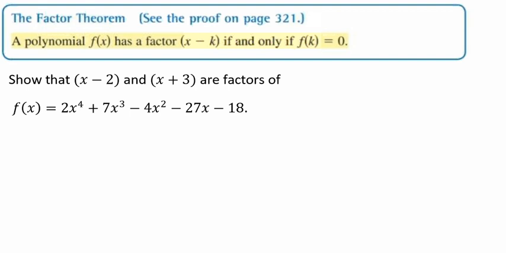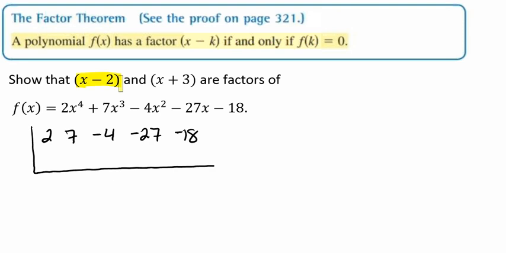So we're going to go ahead and we see that when we look at our terms, there are no gaps in the degrees. And so we're able to use all of those leading coefficients. So we're going to use 2, 7, negative 4, negative 27, and negative 18. And let's go ahead and do our x minus 2 first. So we're going to take x minus 2 and set it equal to 0, which gives us x equals 2. And so this is going to be my first k value that we're checking. So I'm going to put my 2 there.